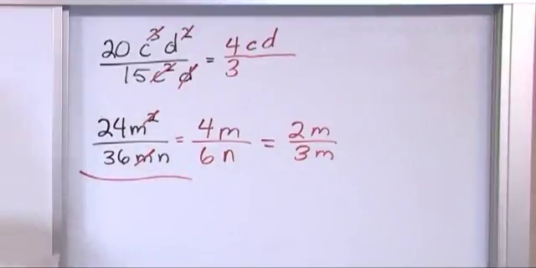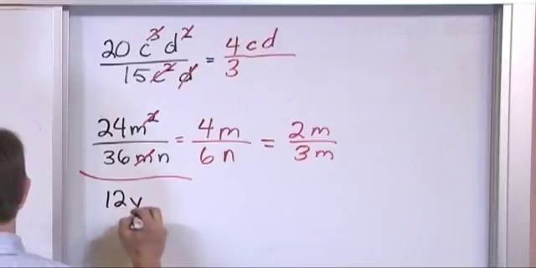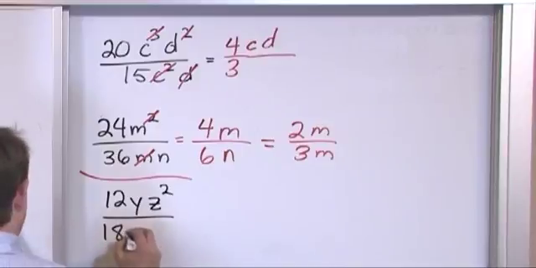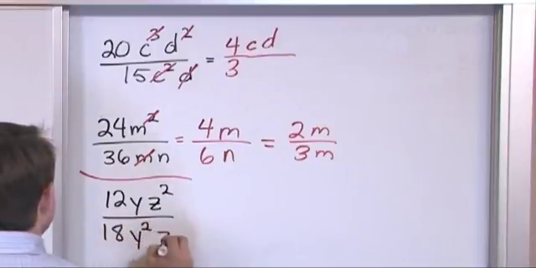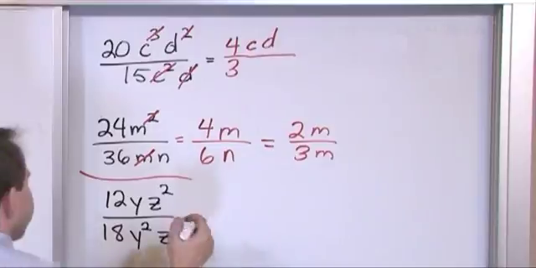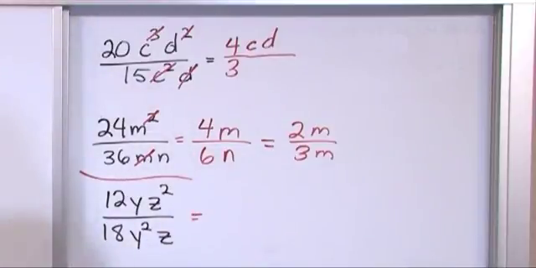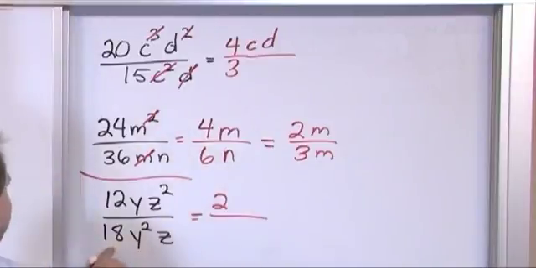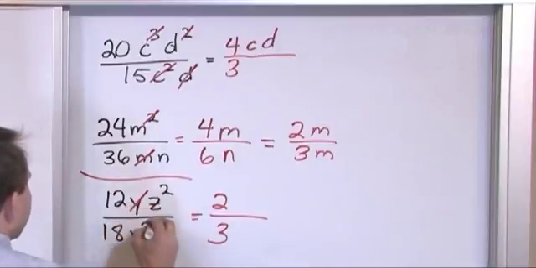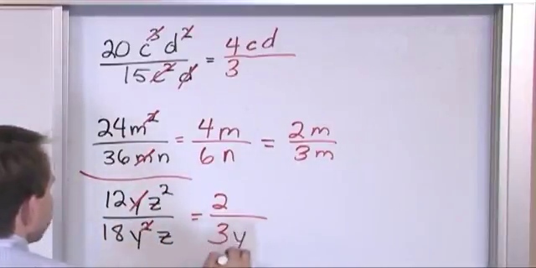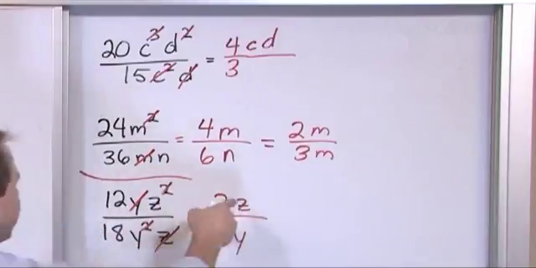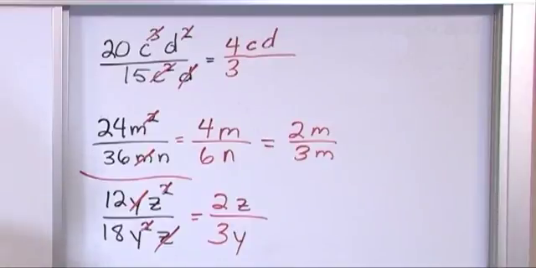Okay, what if I had 12y times z squared over 18y squared times z? First, work with the numbers. I can divide by 6. 12 divided by 6 is 2. 18 divided by 6 is 3. And then I work with my letters. So this y cancels with one of those y's, leaving me 1 y in the bottom. And this z cancels with one of these z's, leaving me with 1 z in the top. So 2z over 3y.